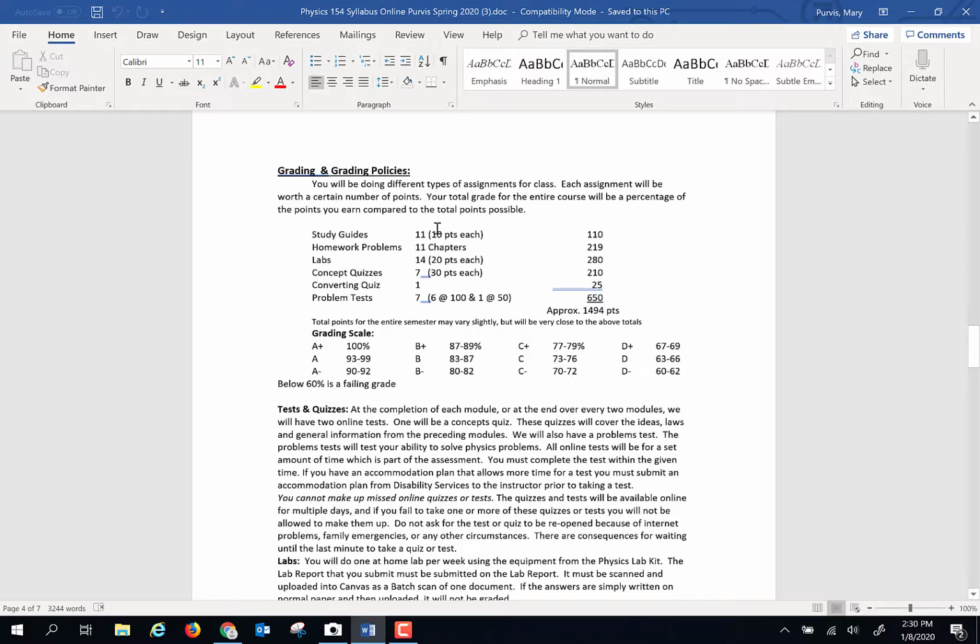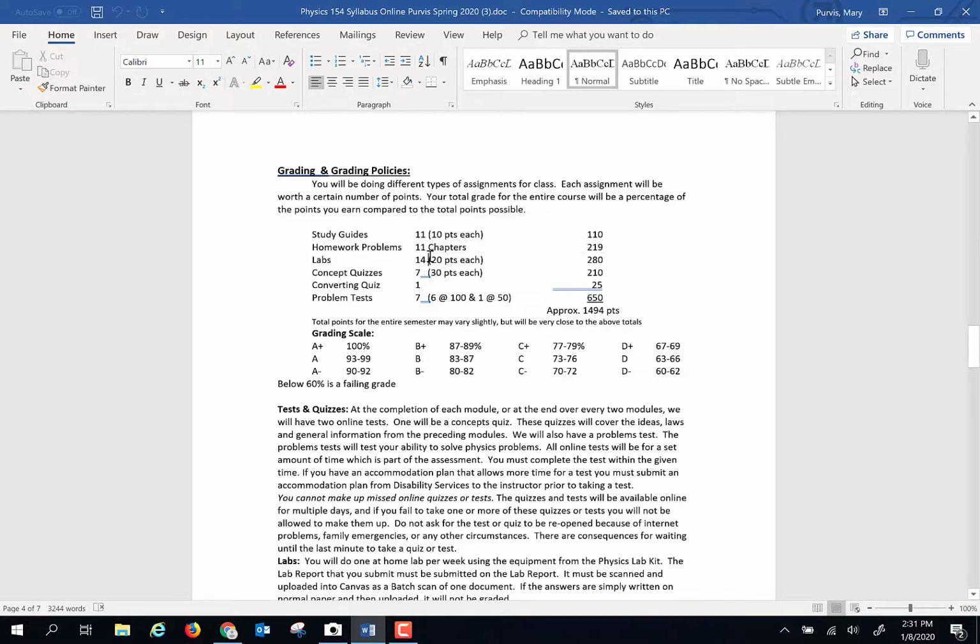We have 11 study guides, 10 points each, and 11 homework problem sets that equal 219 points for all of them. The chapters that are larger contain more homework problems, and sometimes they're spread out over 2 weeks, while some chapters are going to have less.